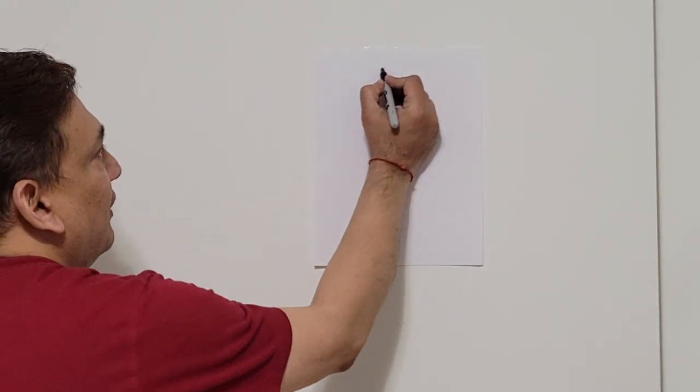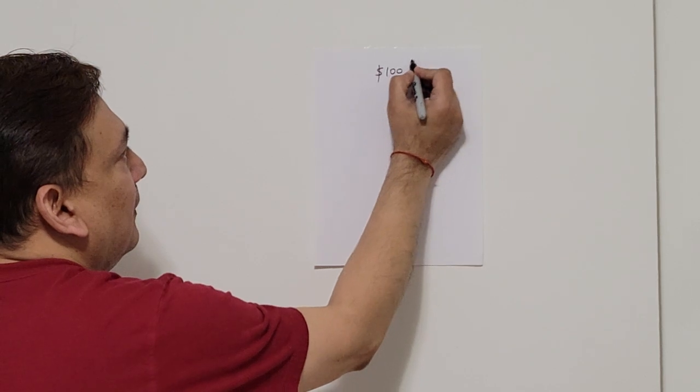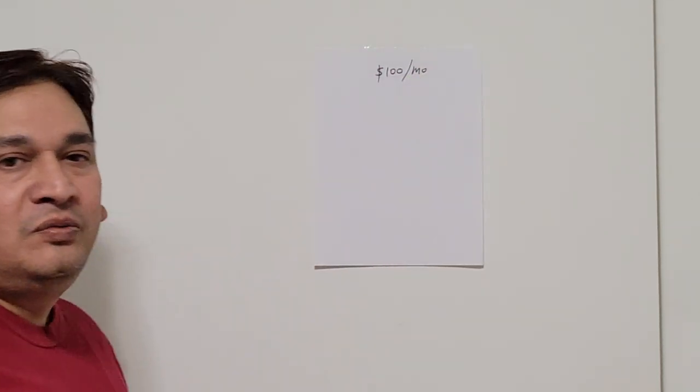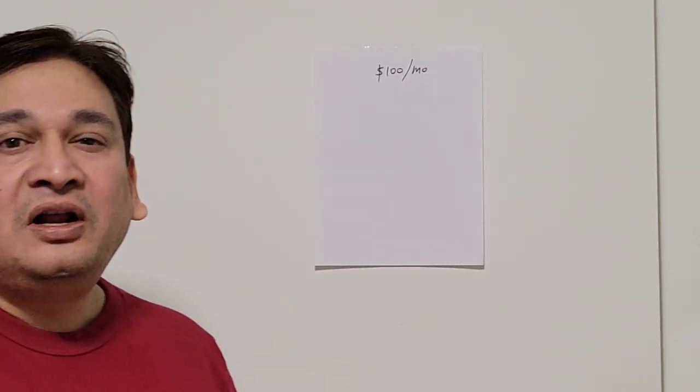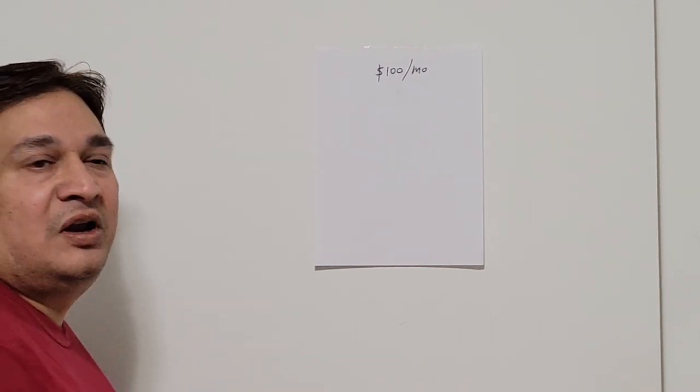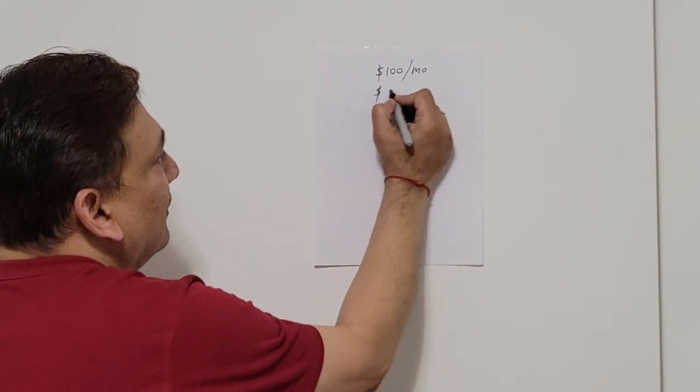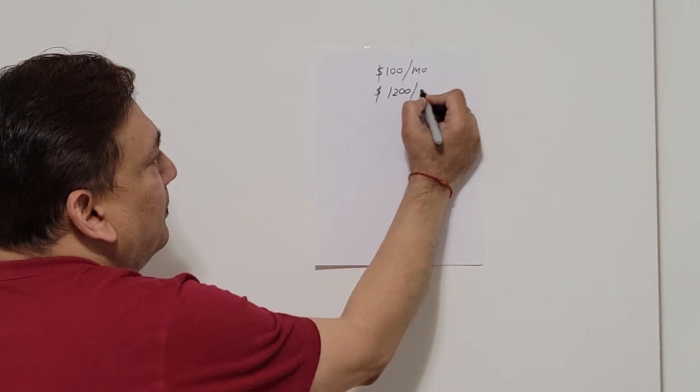However, there's nothing which is guaranteed, so this is not financial advice. Take this as a concept or a learning exercise. So let's first get started. What we are looking at is $100 a month, and this would be $1,200 a year. 100 multiplied by 12, that would be 1,200 per year.